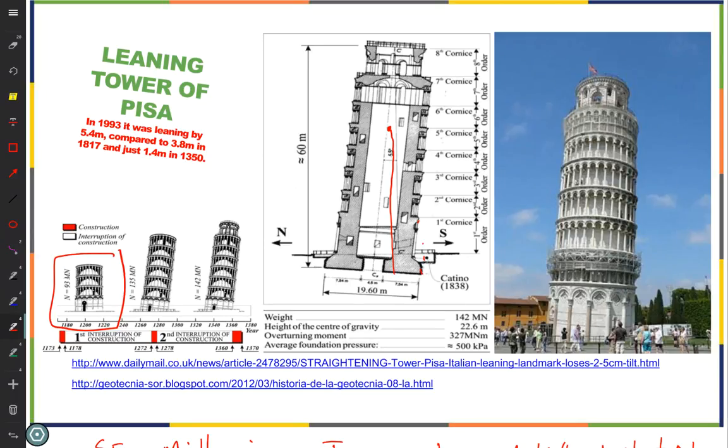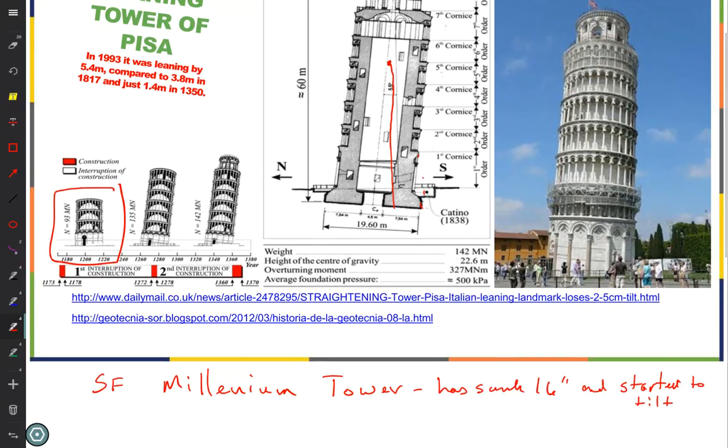This is not the only such thing in the world. San Francisco has their Millennium Tower, a tower that was completed, I think, around 2010. At the time when it was completed, before people moved in, it was noted that it was sinking. But somehow the city inspector said, that's okay. So some people are alleging that there was some bribery going on there.